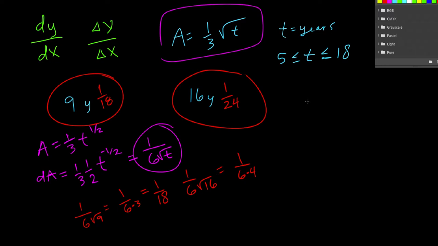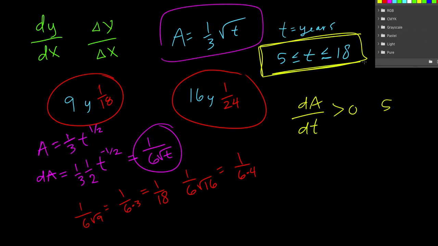Okay, B. Now it says show that dA dt is greater than 0 when we're on this range right here. Okay, so this is dA dt, and we want to basically prove that it has to always be greater than 0. Now, we don't need to like really go through math or anything to do that. We're just going to reason through it.